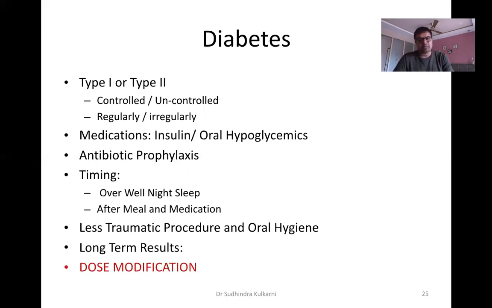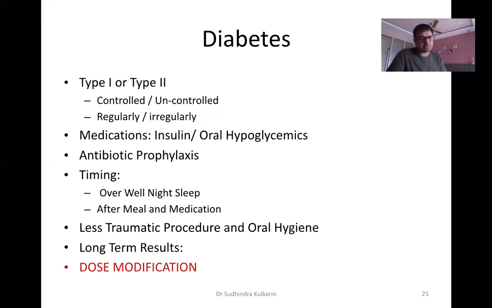But yes, you put them on antibiotics. You schedule them well, and see that they're well rested when they come for their interventions. See that most of the interventions you do are less traumatic. It doesn't mean you shouldn't do aggressive procedures. It doesn't mean you don't do an implant or anything. You can do an implant, a full mouth perio surgery, grafting, GTR, everything. But see that you handle the tissues well, very gently. And that's how you treat these patients.